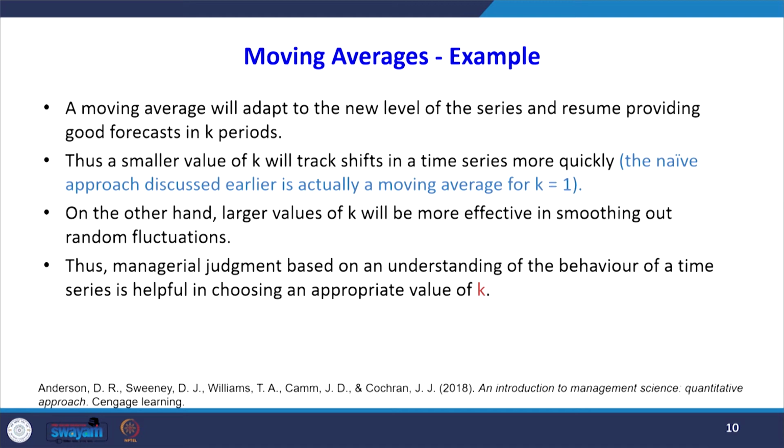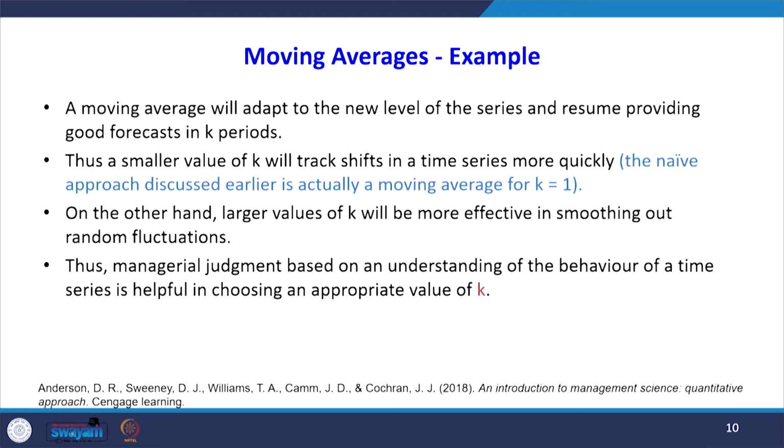A moving average will adapt to the new level of the series and resume providing good forecasts in k periods. Thus, a smaller value of k will track the shift in the time series more quickly. The naive approach discussed earlier is actually a moving average with k equal to 1. Remember, in the first presentation of the forecasting techniques, I explained the naive approach, that is nothing but the moving average where k equals 1.